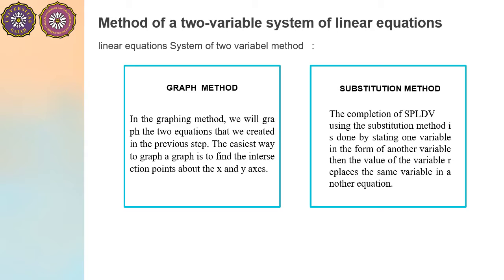Substitution method. Solving a two-variable system of linear equations using the substitution method is done by stating one variable in the form of another variable, then substituting the value of that variable into the other equation.